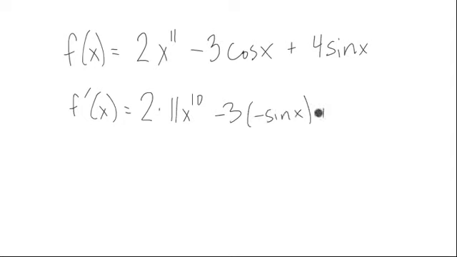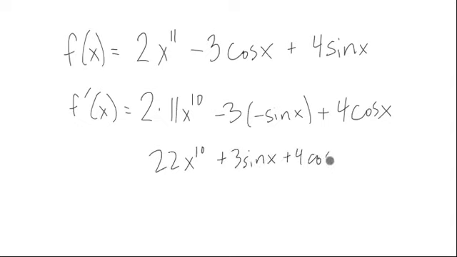Now, what about over here? We can factor the 4 out of the corresponding portion and just get the derivative of sine, which is cosine. So proceeding, we end up just getting 22x to the 10th plus 3 sine x plus 4 cosine x.